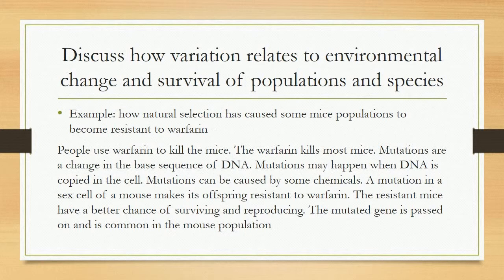Mutations are a change in the base sequence of DNA. Mutations may happen when DNA is copied in the cell. Mutations can be caused by some chemicals. A mutation in a sex cell of a mouse makes its offspring resistant to warfarin. The resistant mice have a better chance of surviving and reproducing. The mutated gene is passed on and is common in the mouse population.